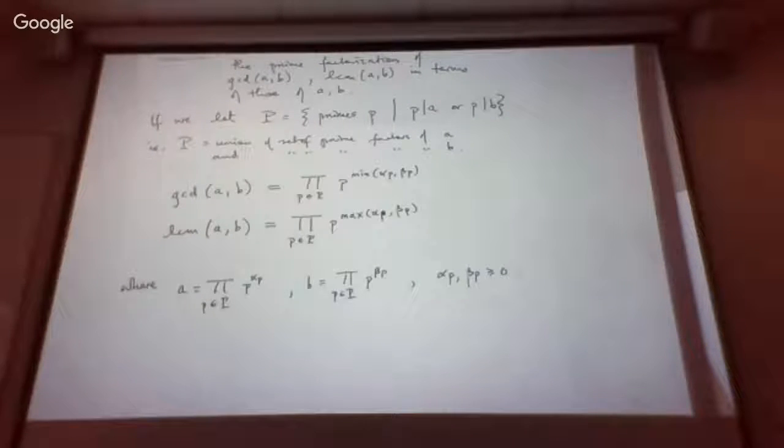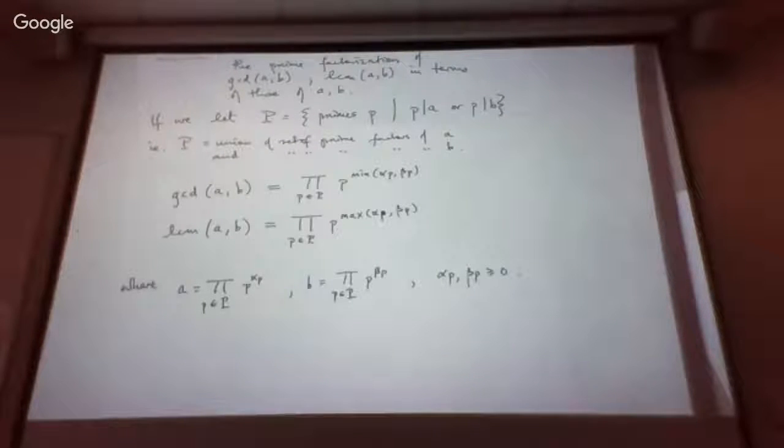Okay? So I've got 2 to the 1 because 1 is the maximum of 1 and 0, the 2 exponents on 2. I've got 3 squared because 2 is the maximum of 2 and 0. And then the 5 and 11 are both appearing to the power 1 because 1 is the maximum of 1 and 1.